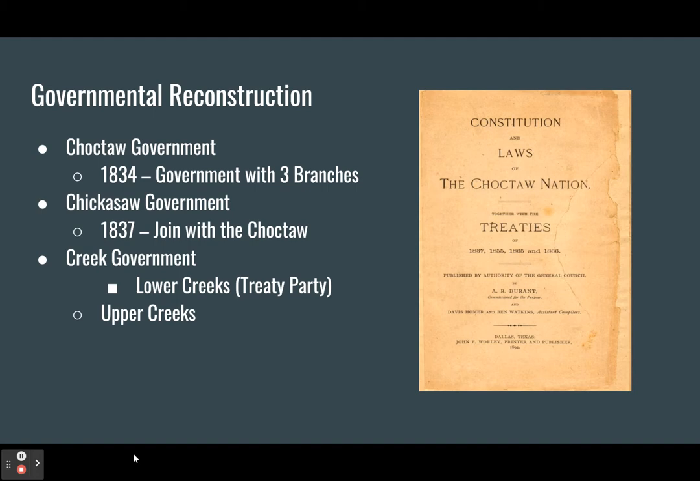15,000 to 2,500, you would think naturally the Upper Creeks would demand more power. They would demand the leadership and that sort of thing. That's actually not what happens at all. When the Upper Creeks show up in 1836, which is 10 years after the Lower Creeks arrive, the Upper Creeks actually defer leadership to the Lower Creeks.